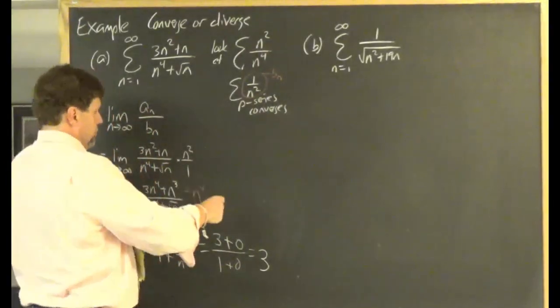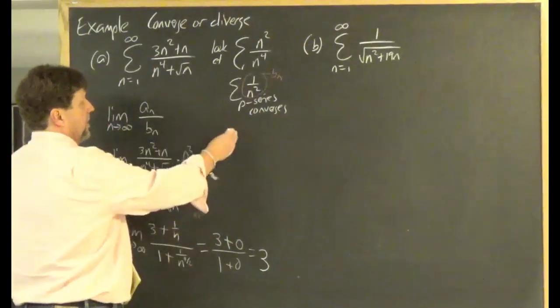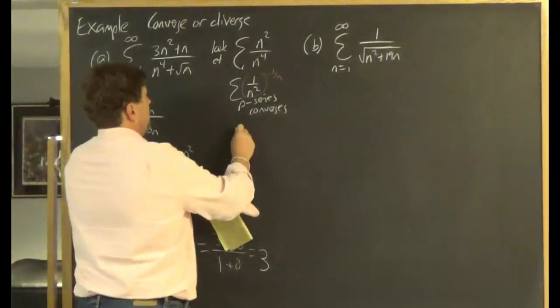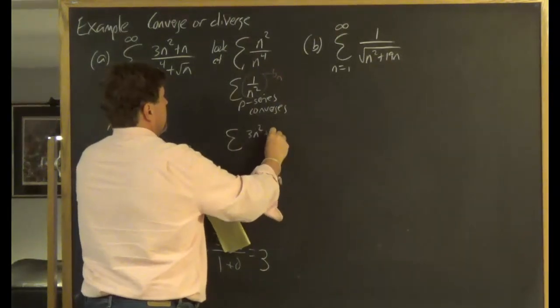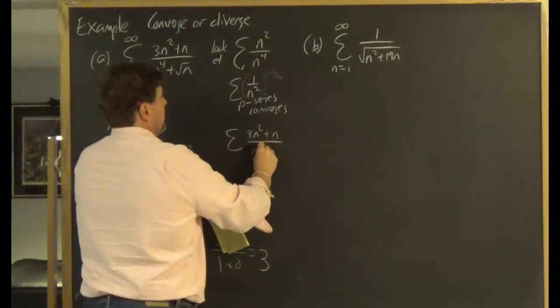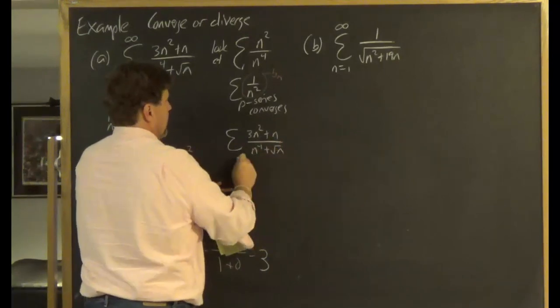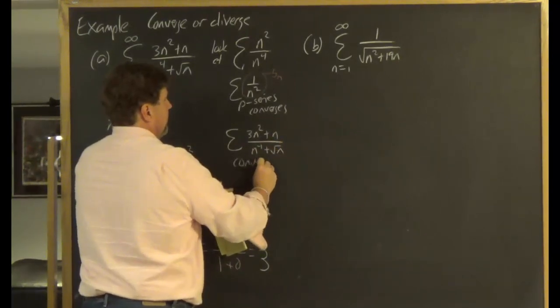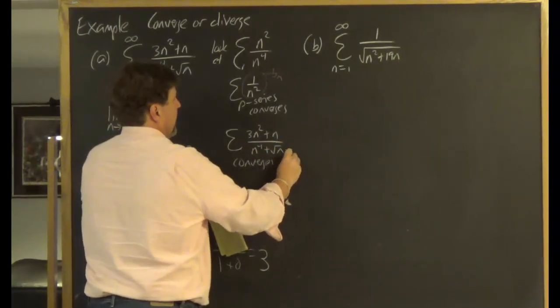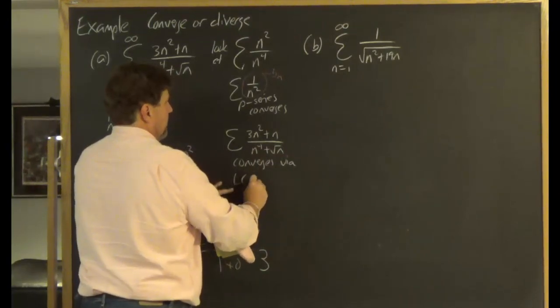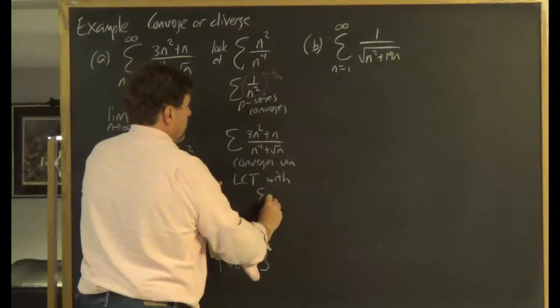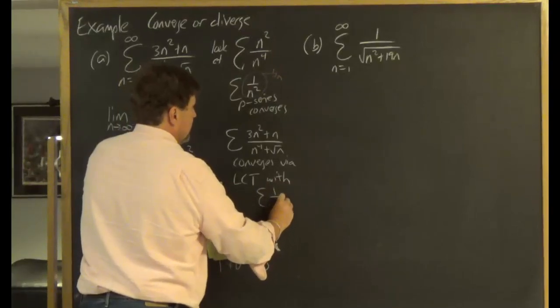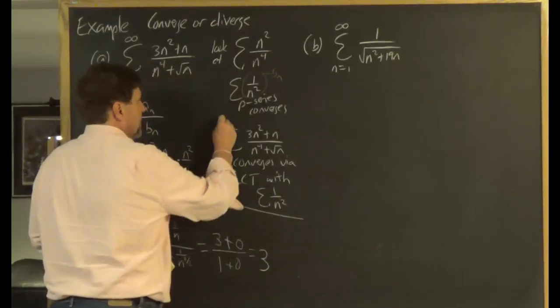So our conclusion, and I ran out of room here, so I'll write the conclusion here: the series 3n squared plus n over n to the fourth plus square root n converges, thanks to the limit comparison test with the known convergent p-series 1 over n squared.